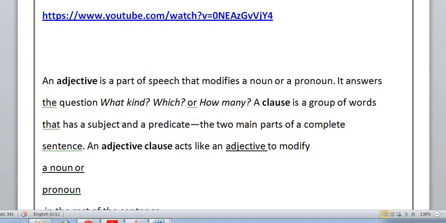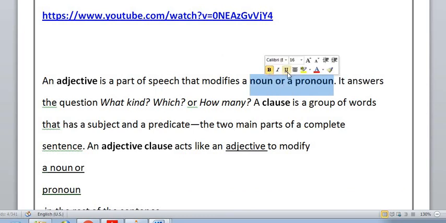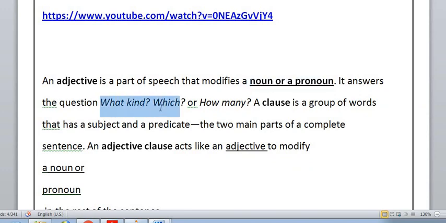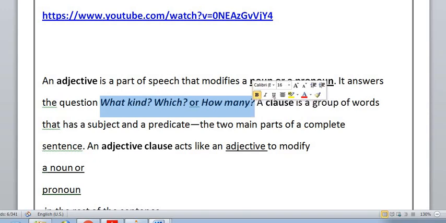An adjective is a part of speech that modifies a noun or what? Or pronoun. So this is the job of adjective. Describe a noun or pronoun. It answers the question, what kind, or which, or how many. All right? So it is describing number or kind, or what part of which, and so on.